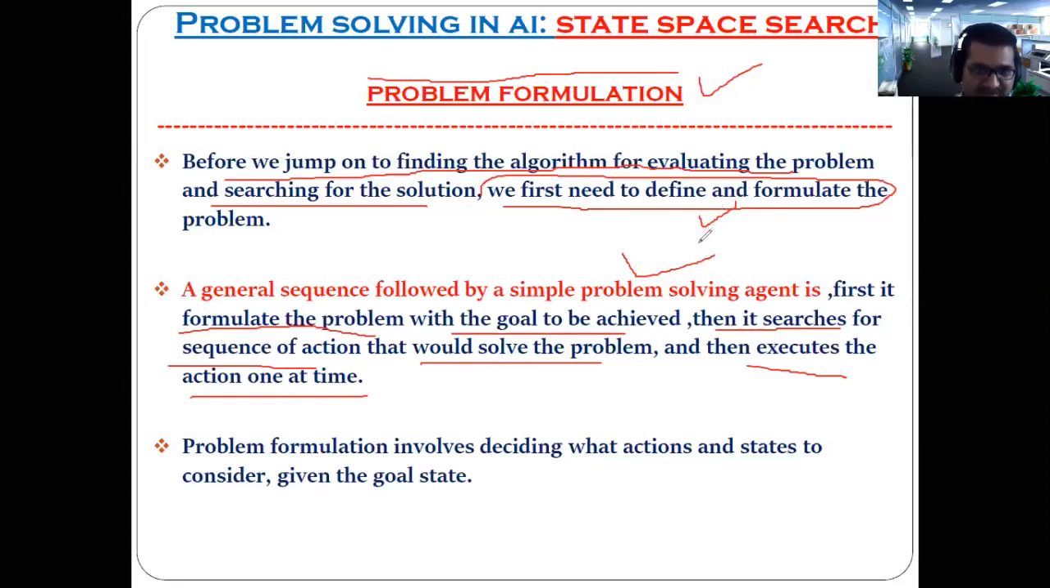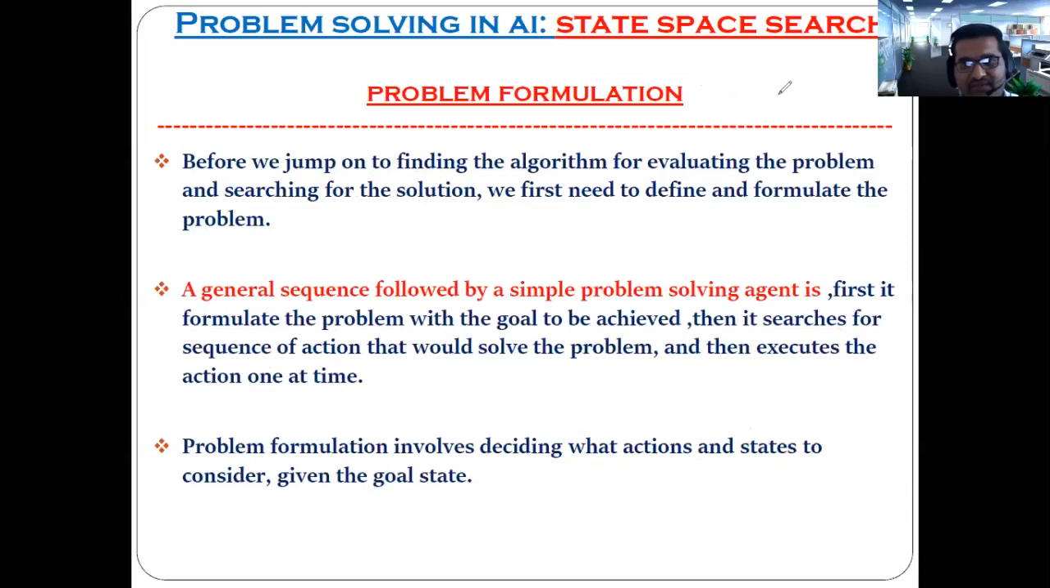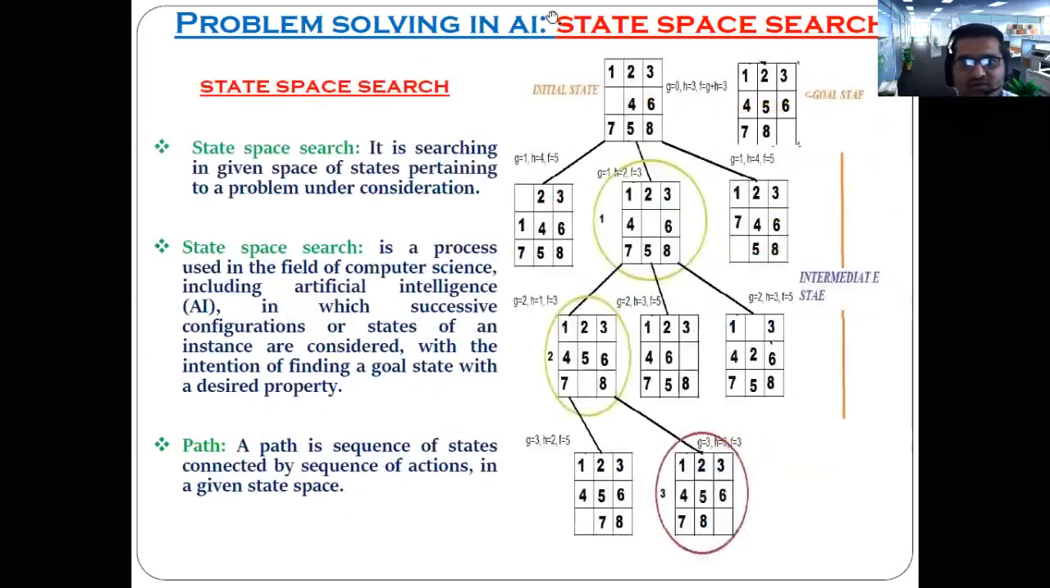Understood. So problem formulation includes deciding what action to be performed and which state to be considered. And this has to be done at each state of your problem solving until you reach the goal state. Okay, let me show you in the diagram. Now if the agent is at this state, the agent must be able to decide what action to be performed at this state, at this state, at this state. Understood? And out of these, which state should it consider, whether this state or this state, to perform the action.